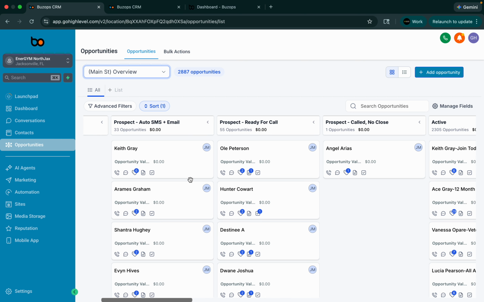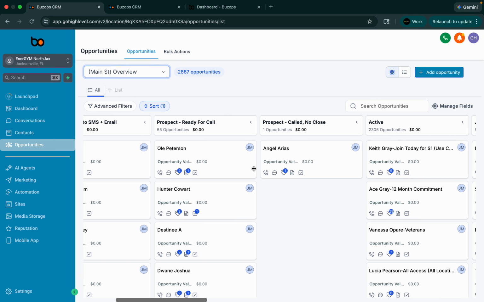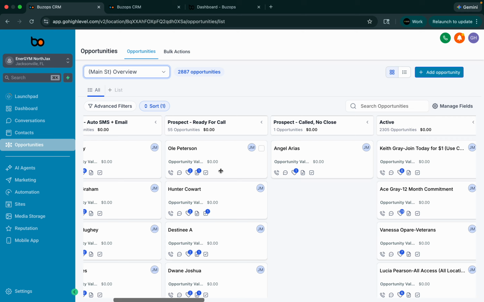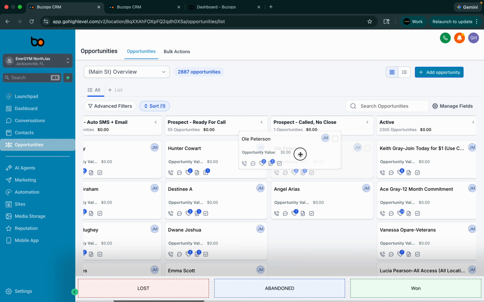to make sure that they're actually being converted upon. From there, if they haven't responded in a good amount of time, that's the condition we have for this one, then they'll get shifted over into this ready for call section, where the closer goes in and calls, and then they try to close. If they close, the prospect will instantly go into the active section. If they don't close, the closer comes in and moves them over into this called no close section.